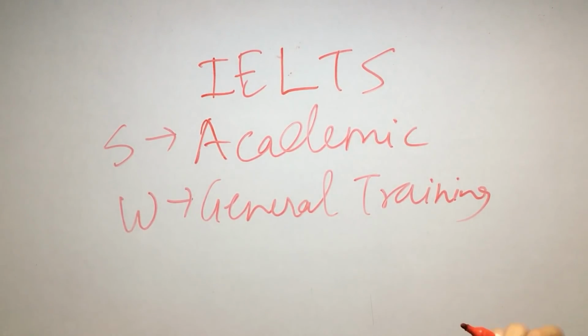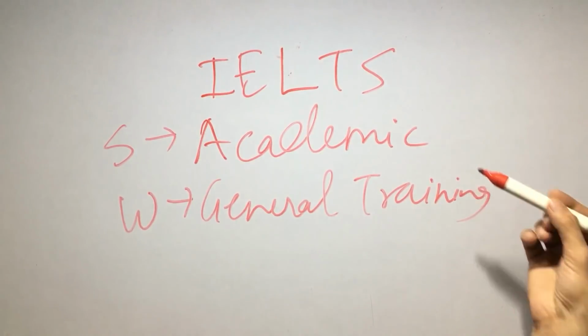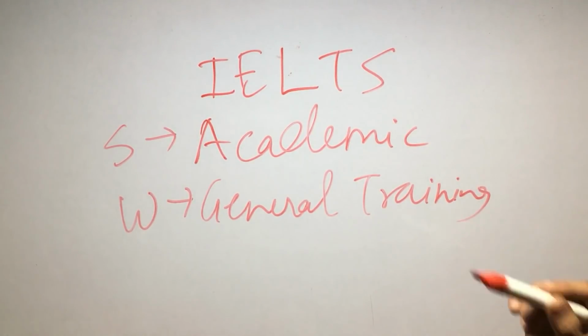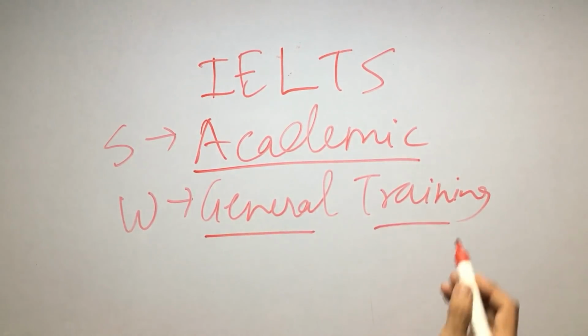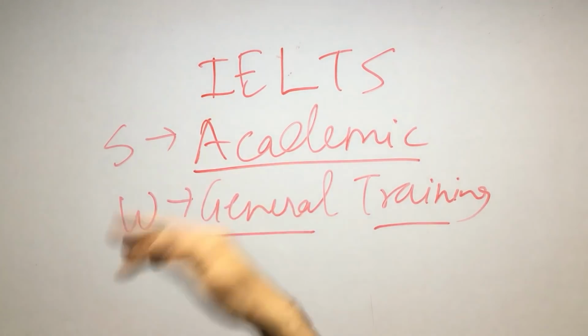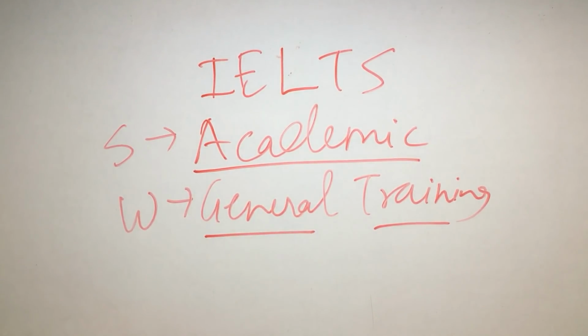I'm going to repeat it again. If you're going for study of any kind, like graduation, post-graduation, PhD, go for academic. If you're going for work, please go for general training. Remember these two things. It's important to understand. You cannot go the opposite way. You won't get approval from the college or from your work agency. You need to do it perfectly. For work, general training, remember that.